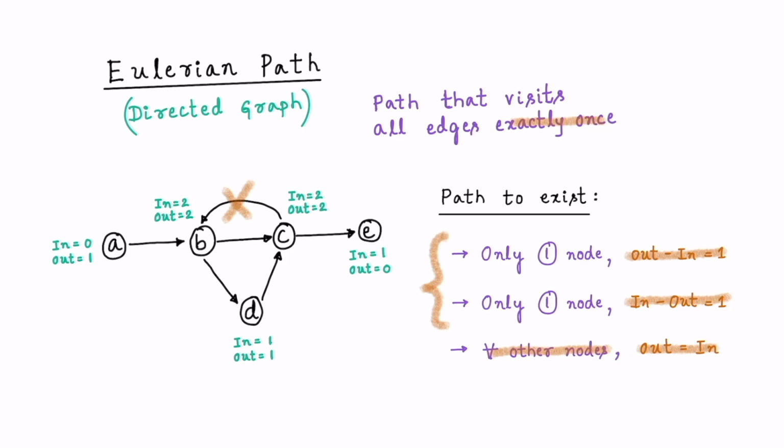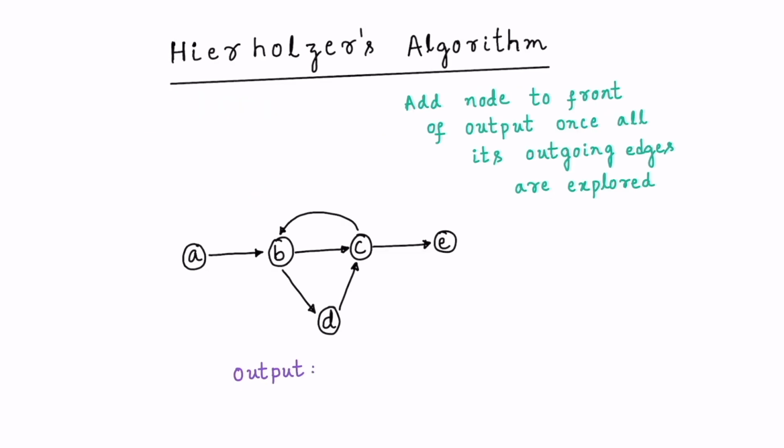What changes can we make to the DFS so that we can explore this path as well? Which brings us to Hierholzer's algorithm. Hierholzer's algorithm is based on the depth first search algorithm we just saw, but the only difference is instead of adding the node to the output as soon as we get to it, we add the node to the front of the output once all its outgoing edges are explored. Let's see how this works.